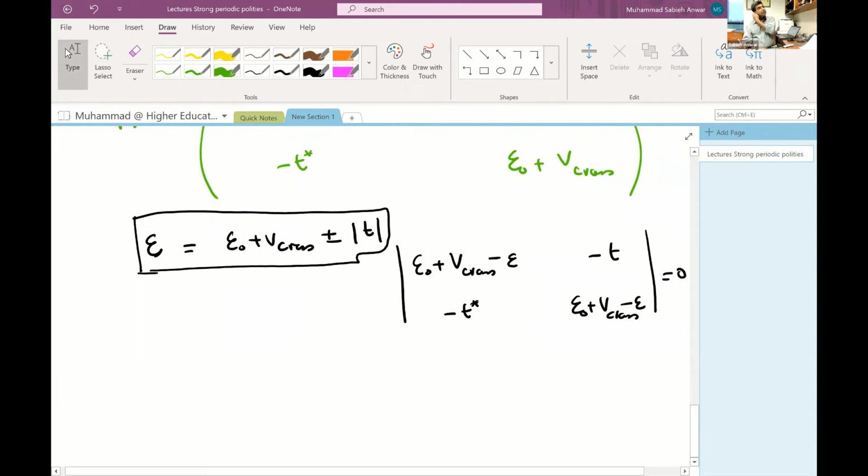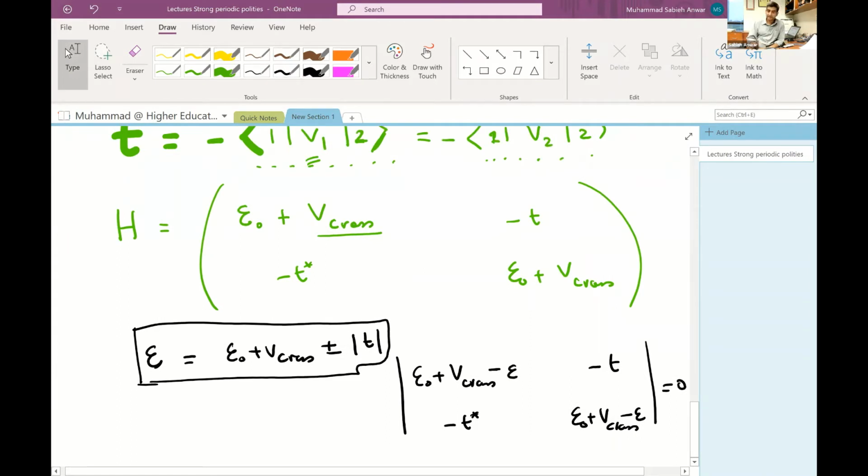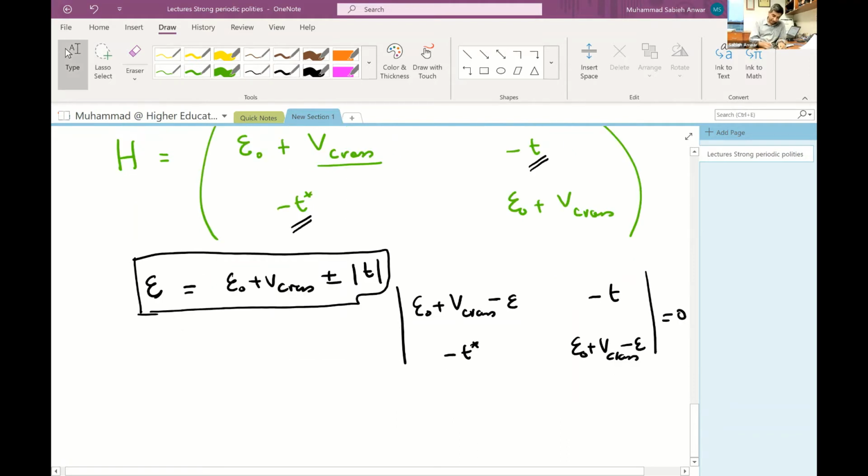So lo and behold, what does this mean? First of all, if you look at the Hamiltonian, the off diagonal terms, suppose they are zero, each T is zero. What would this mean? This would mean that you would have a Hamiltonian epsilon naught plus V cross, 0, 0, epsilon naught plus V cross.